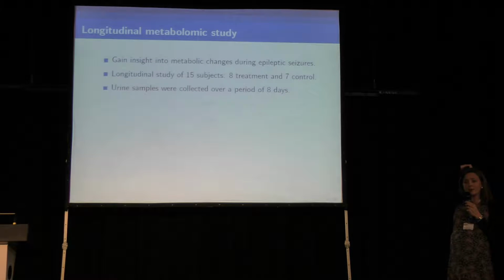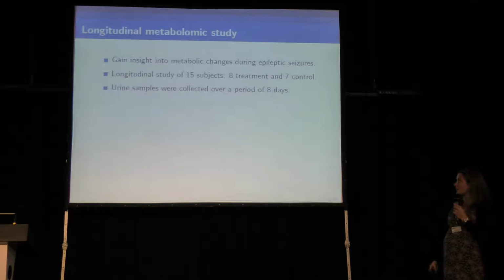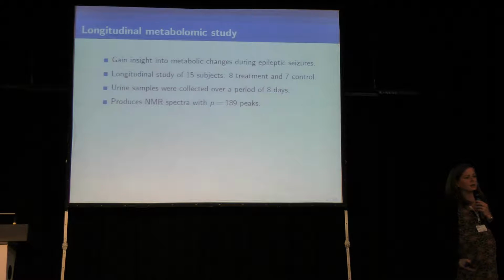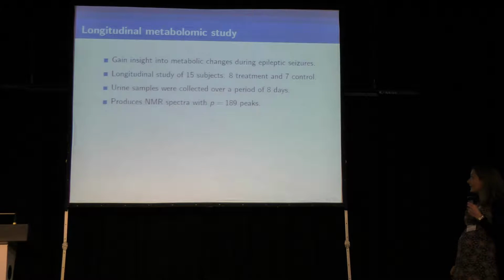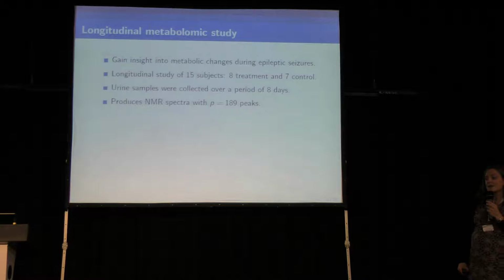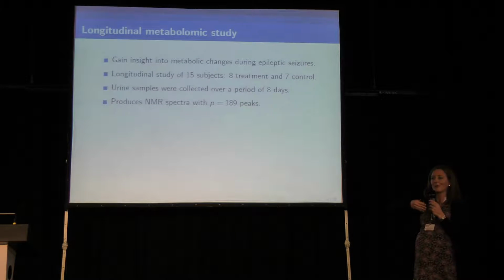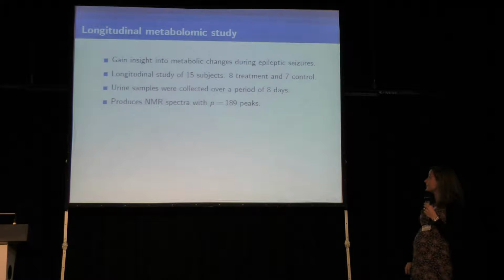Urine samples were taken from each of these 15 subjects over a period of 8 days. So in terms of longitudinal data, again, that's quite small. And essentially what Lorraine presented to me were NMR spectra that had 189 peaks. So for each of 8 days, she gave me a spreadsheet with 15 rows and 189 columns.